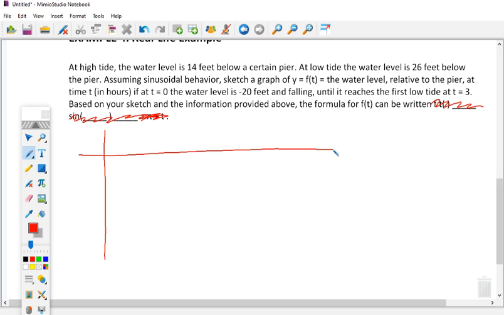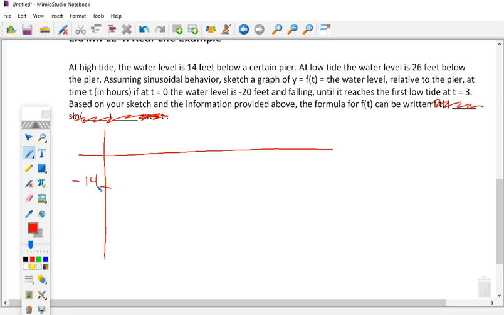14 feet below a certain pier, right? So what value would that be? I'm talking 14 feet below, what value is that going to relate to? Negative 14. And let's see. At low tide, the water level is how many feet below the pier?